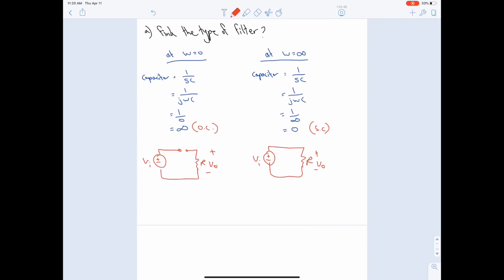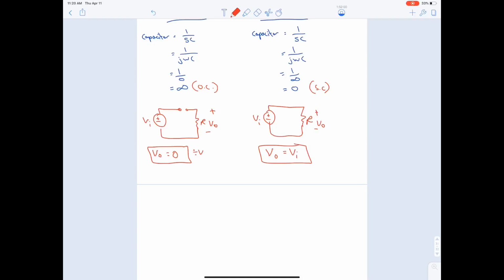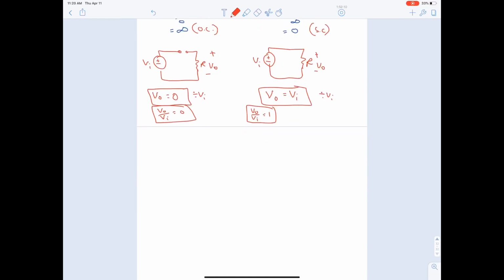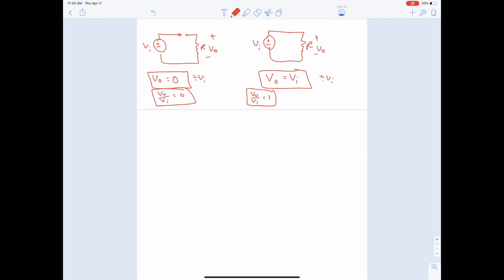Okay, what is V output in here? V output is equal to VI, and here it's what? 0. Okay, now dividing by V input so we can get the magnitude. This will result in 1, and this will result in 0. Okay, let's plot the magnitude. Omega with the magnitude, which is equal to V output over V input.